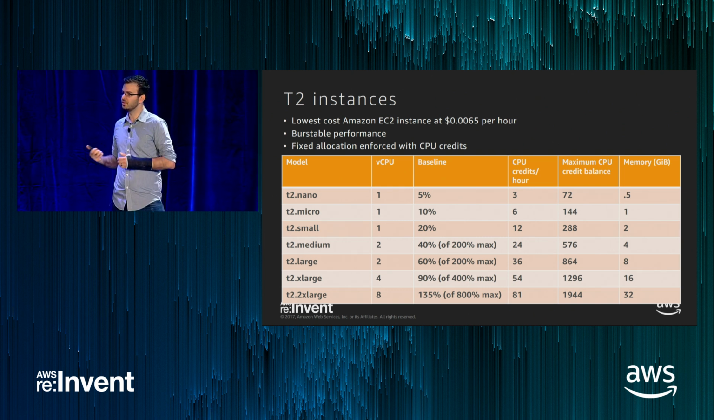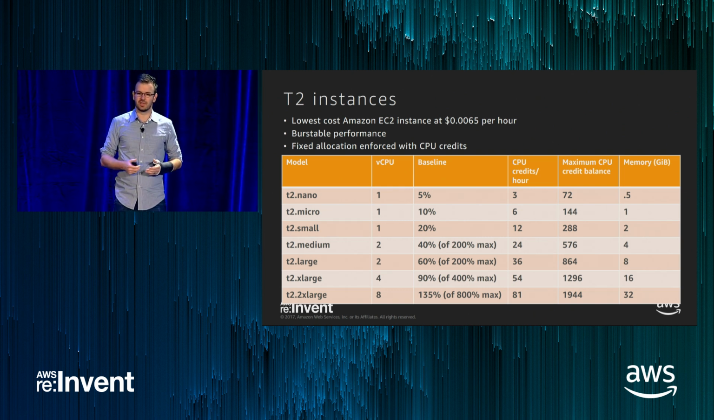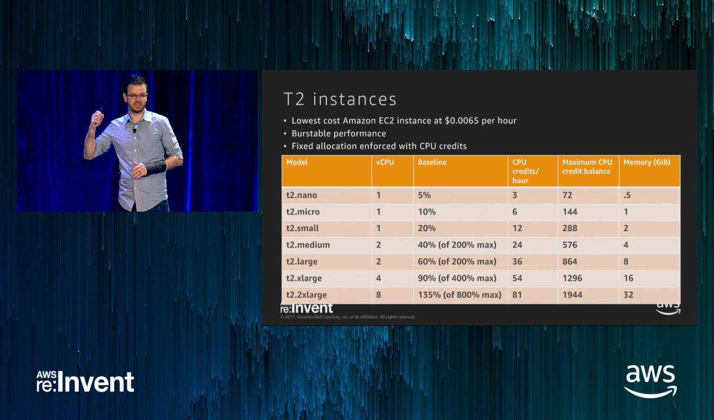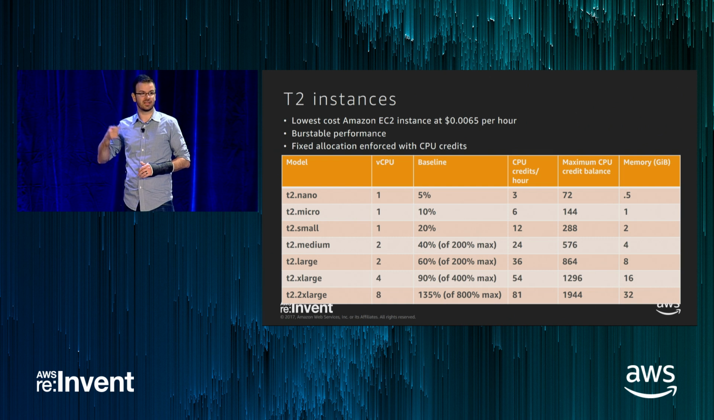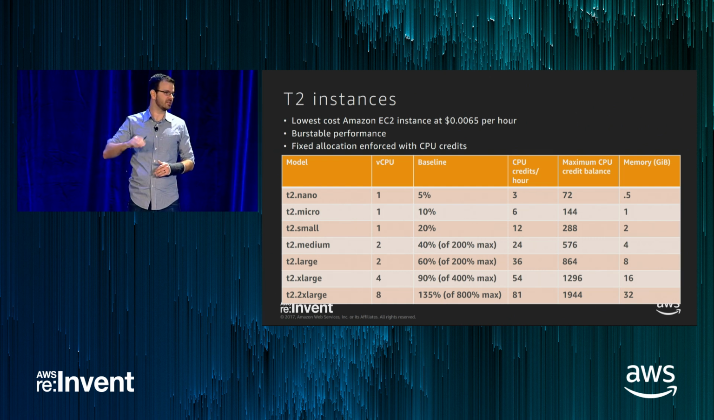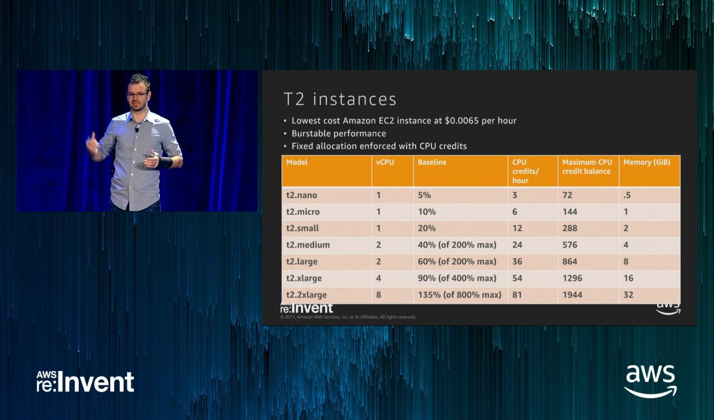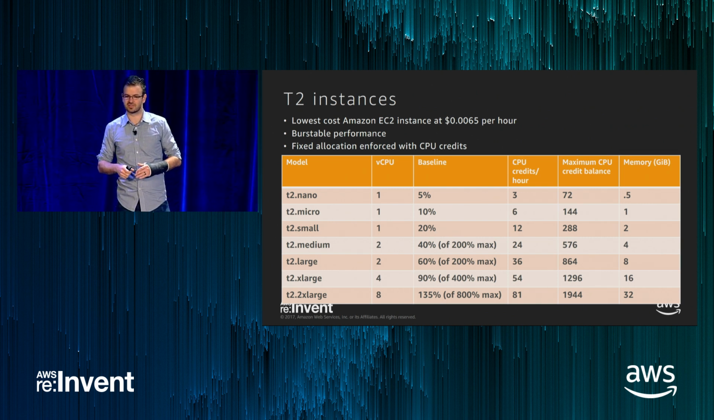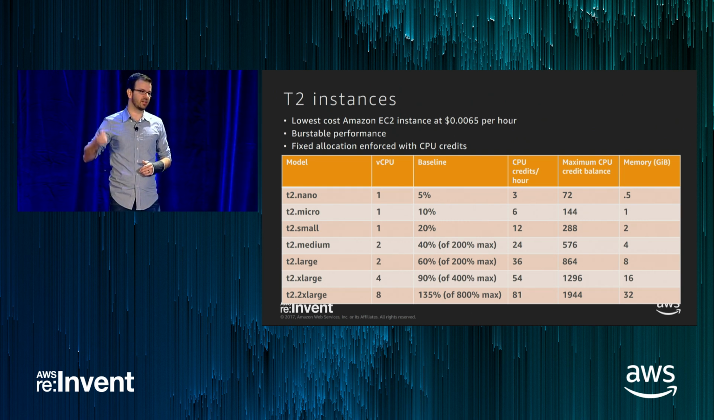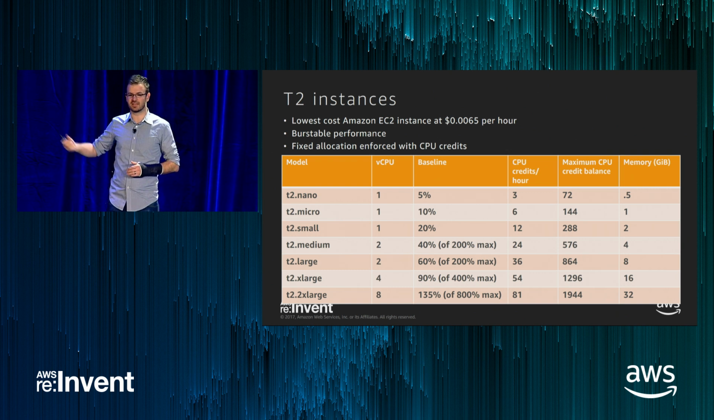The way that T2 instances work is when you launch them, you get a baseline set of performance. Your instances will always be operating at least that baseline, and that baseline varies depending on the size of the instance that you're running. So the larger instance, the larger the baseline performance. But the magic of T2 is that you can earn credits for the time that your CPU is idle to let you burst above that baseline.